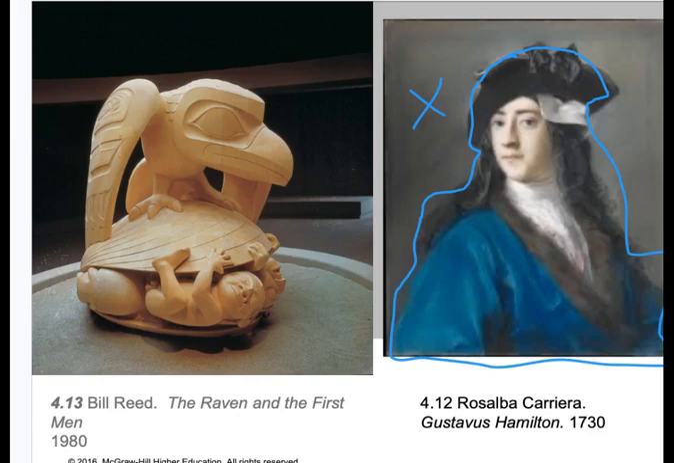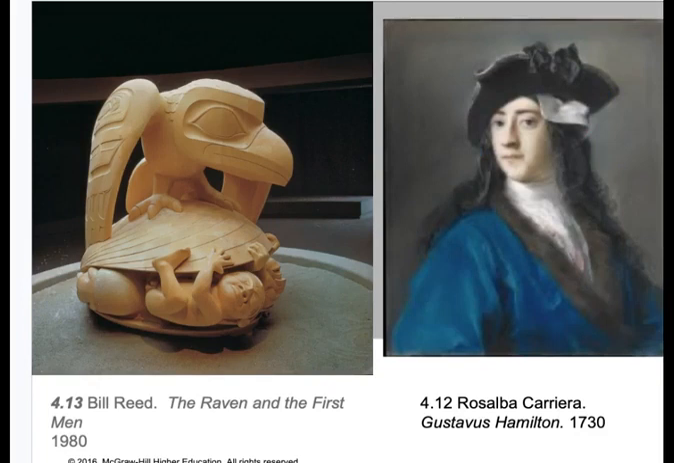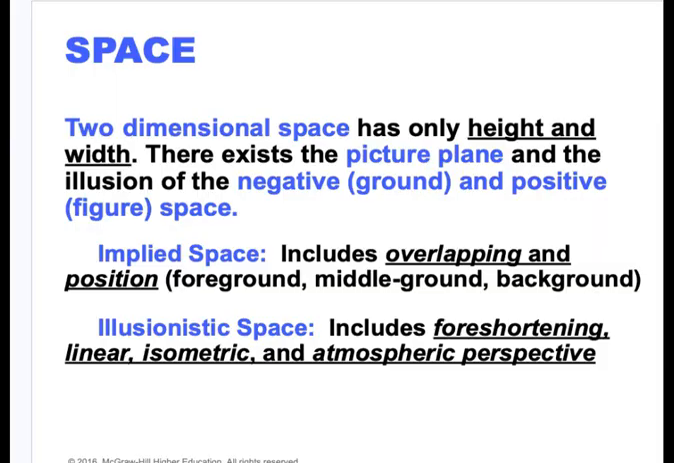So hopefully you're getting a grasp on that. The elements overlap, and sometimes they are referring to the same thing. So back to the slide. That's just explaining in two-dimensional space. We have height and width, but we have a picture plane, and we can divide it between the negative and the positive space.